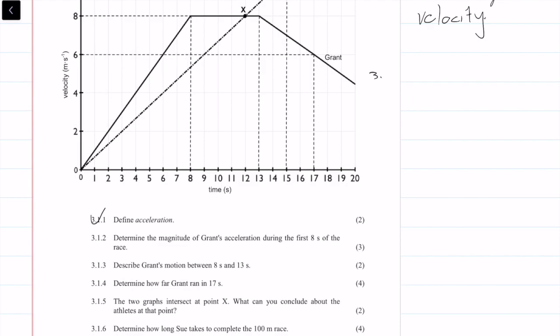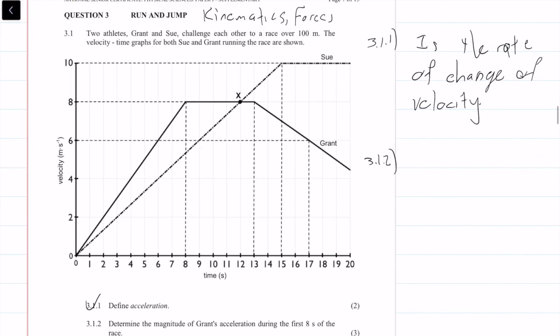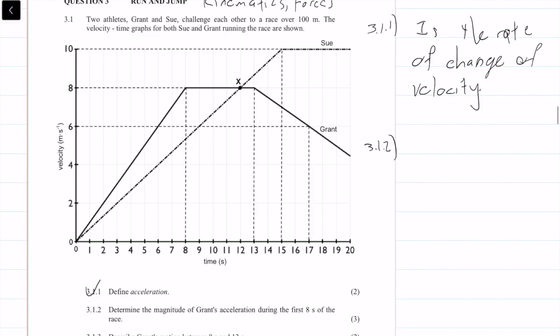Okay, 3.1.2, determine the magnitude of Grant's acceleration during the first 8 seconds. So during the first 8 seconds, we want the acceleration. When we have a velocity time graph, the acceleration is equal to the gradient. So acceleration equals our gradient of the graph in a specific area. So we want change in y over change in x, so we need to pick 2 points.